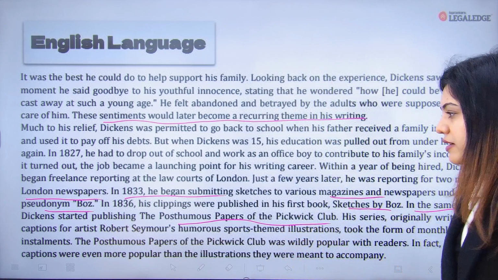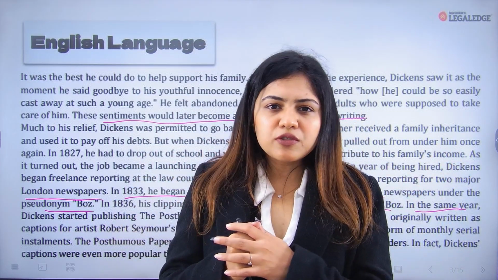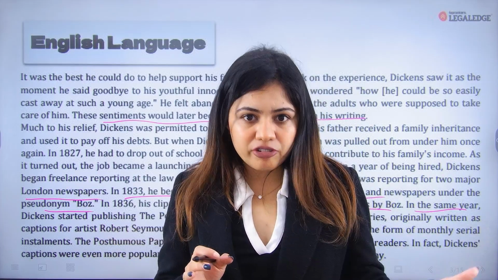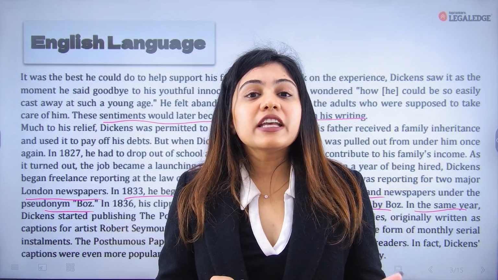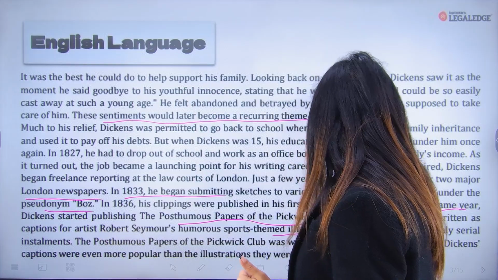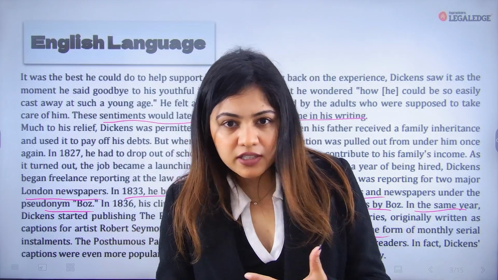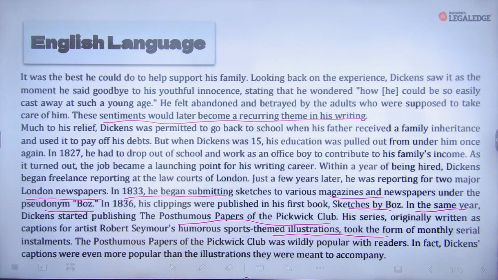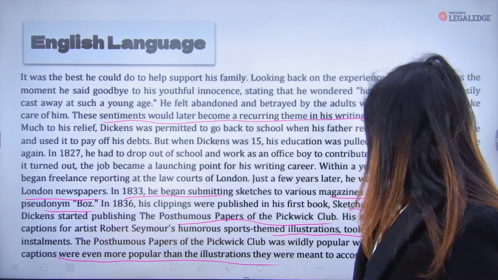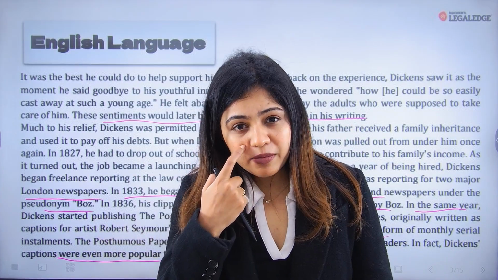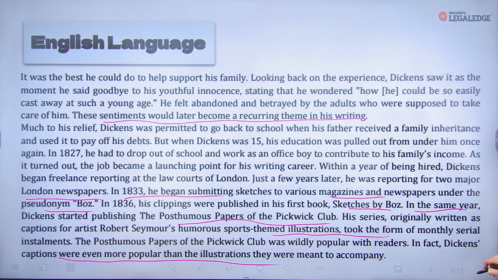So his series was originally written as captions for the artist Robert Seymour. The Pickwick Papers series was actually a secondary job, but then his own sketches got so much popularity and fame that he started having his own individual monthly serial installments for the same, and people embraced it and welcomed it with open arms. So as you can see, Dickens' captions were even more popular than the illustrations they were meant to accompany. That means whatever he used to write became more popular than the original work. And that brings us to the end of this passage.